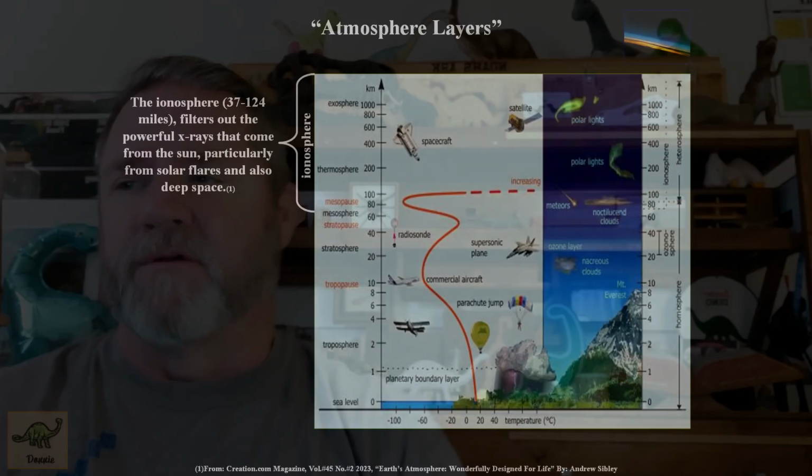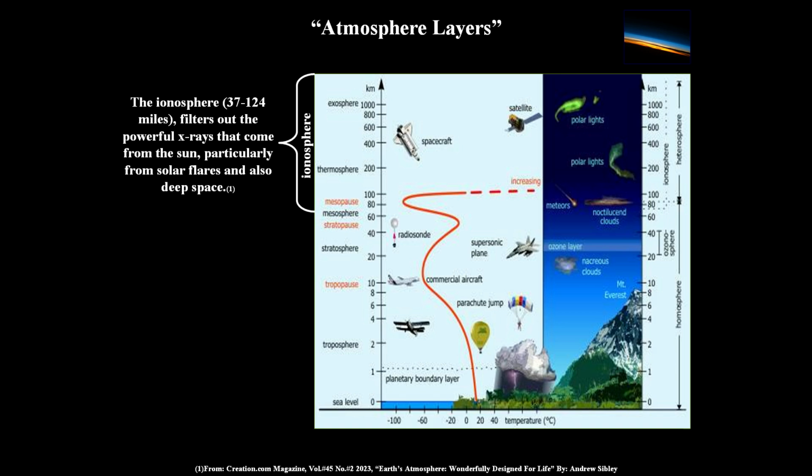If you'll notice on the screen here, we're going to go through the atmosphere layers of the Earth. Now, the ionosphere, 37 to 124 miles up, filters out the powerful X-rays that come from the sun, particularly from solar flares, and also deep space. Now, we've talked about solar flares before, so you ought to have a working knowledge about that. You can see how I'm building up from the previous one.